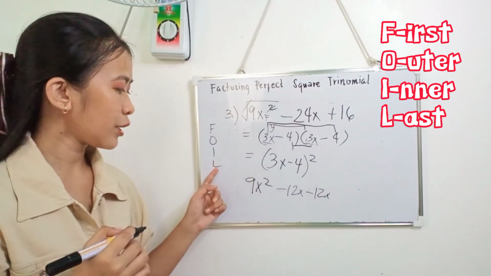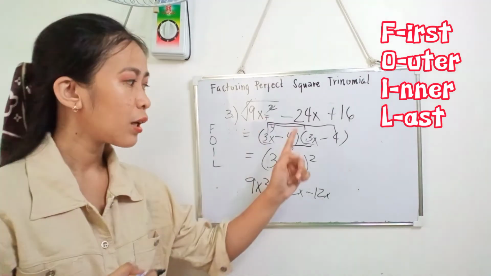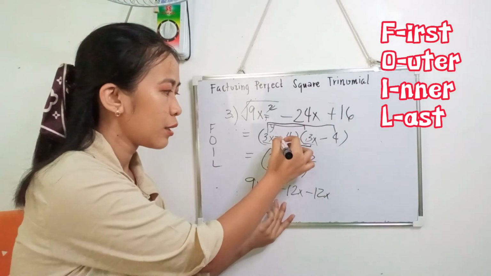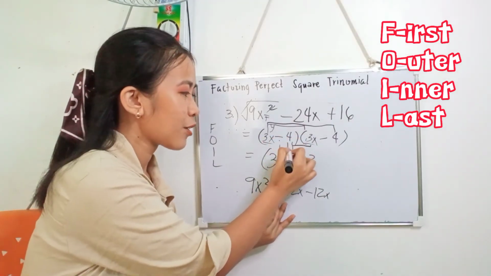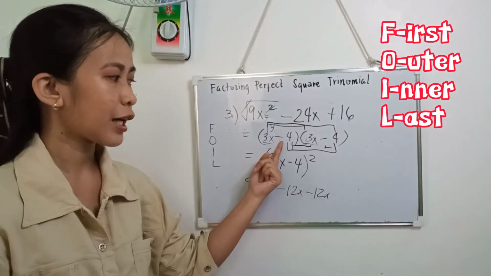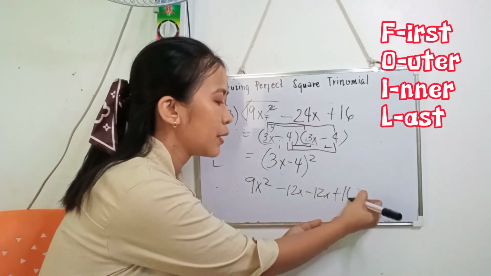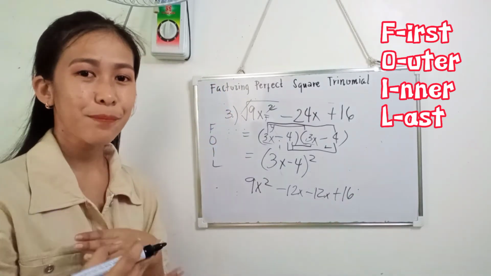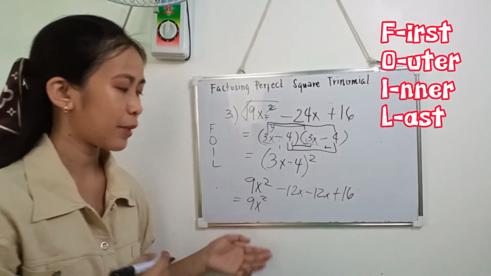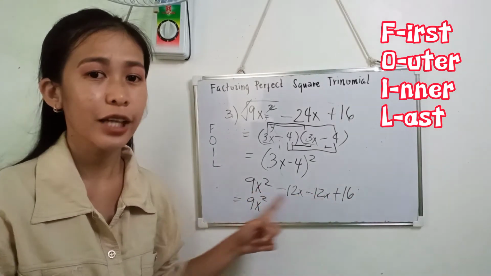Right? And then, for the L, in the FOIL method, we have the last term. Ang last term natin is si negative 4, tsaka si negative 4. Tama? Ayan. Ito ang ating last term. Therefore, negative 4 times negative 4 is, of course, positive 16. And then, just simplify. Si 9x squared, ibaba na lang natin yan, kasi wala naman na tayong i-operate sa kanya since wala naman siyang ka-like term dito.